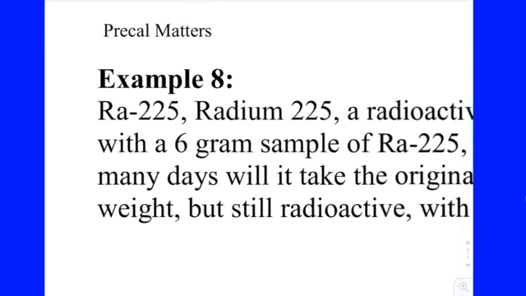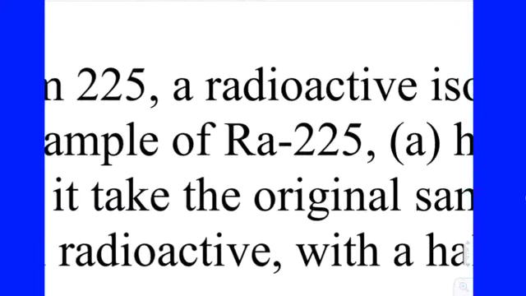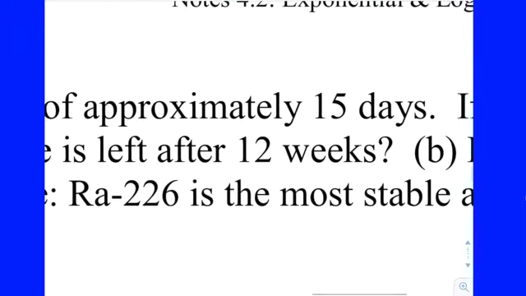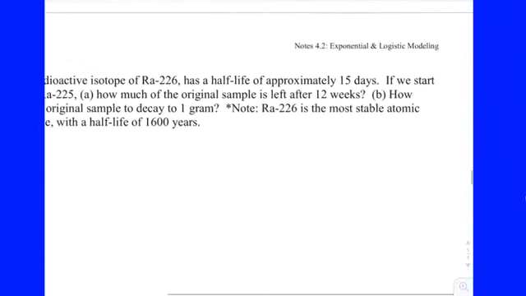Now, 225 is an isotope. 225 is its atomic mass. It has a half-life of approximately 15 days. So just a smidgen more than a fortnight, right? It loses half of its mass every fortnight-ish.